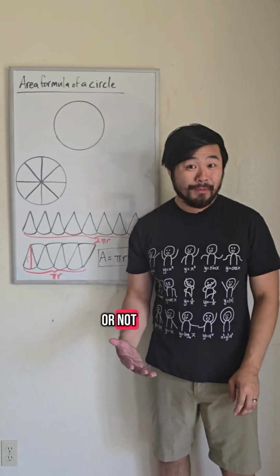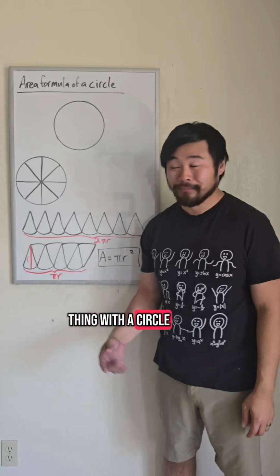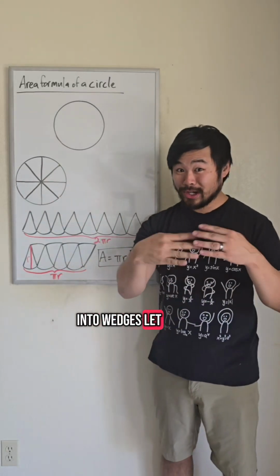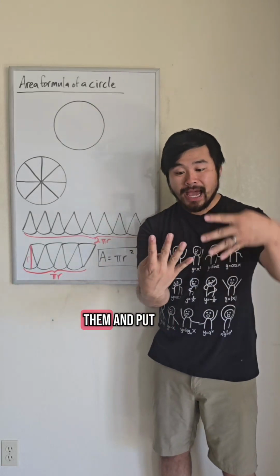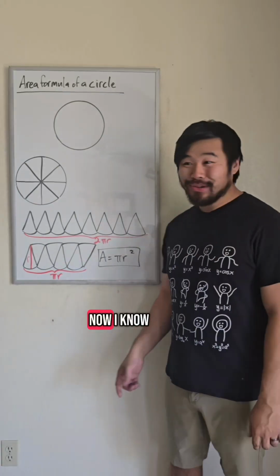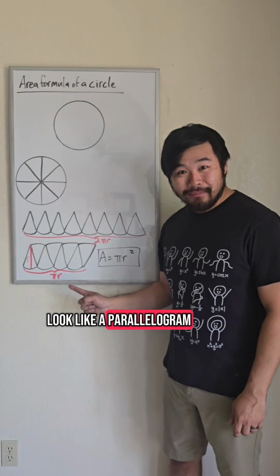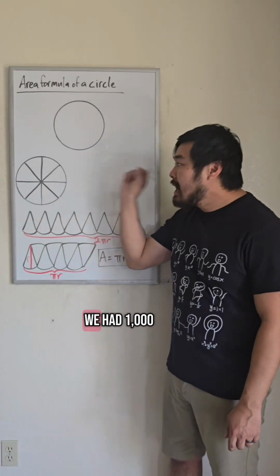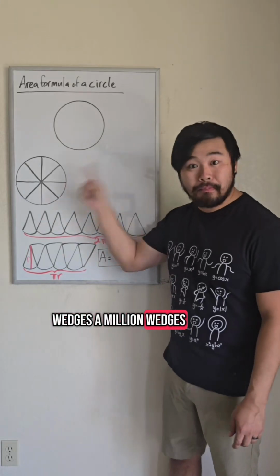Now, believe it or not, we could do basically the same thing with a circle. Cut it up into wedges, let the wedges unravel, grab half of them, and put them upside down in the empty spaces of the others. Now, I know that this doesn't look like a parallelogram, but what if instead of 8 wedges, we had 1,000 wedges, 1,000,000 wedges, 1,000,000,000 wedges?